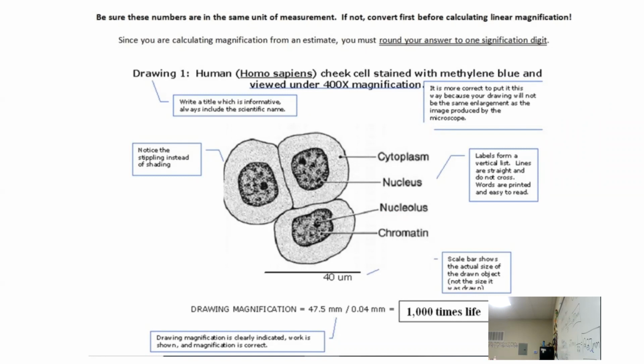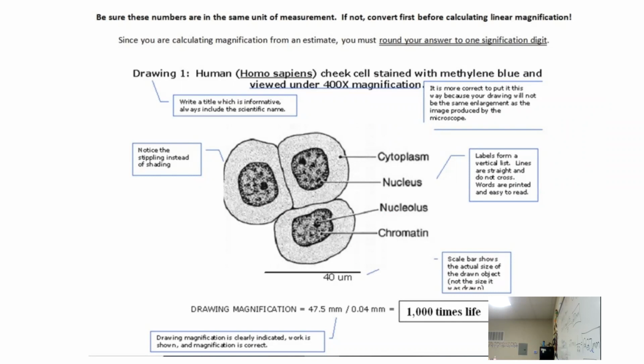All of them are correctly labeled, but the format is wrong. Read your label. Horizontal. Which one's wrong? The nucleolus is not horizontal. So that one, we would make horizontal. Otherwise, cytoplasm, nucleus, chromatin. It looks like they used a ruler. Horizontal, it looks good.